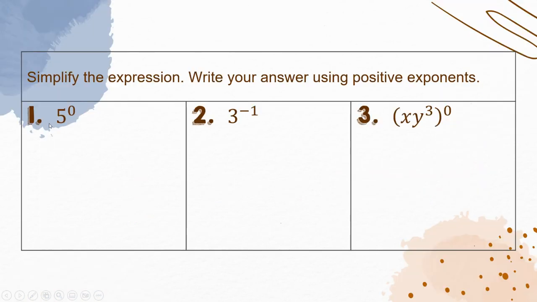So for example, in number 1, 5 to the 0 power, that would be like taking 5 divided by 5, which equals 1. 3 to the negative 1 means the reciprocal of 3, so 1 over 3. Here we've got some variables. We're assuming those variables are not 0, and when those are raised to the 0 power, that equals 1.